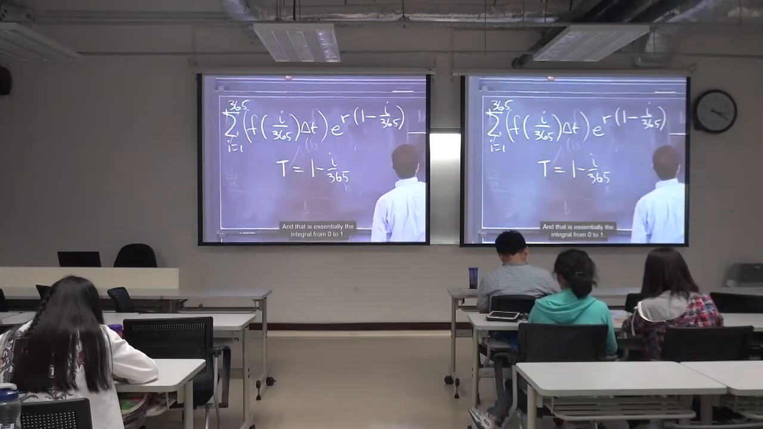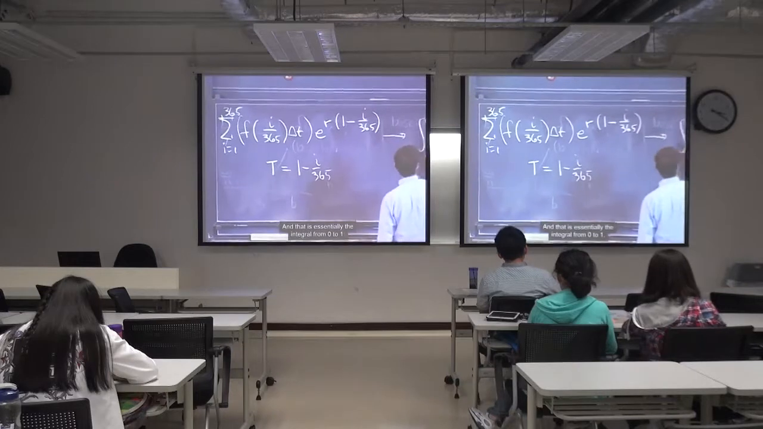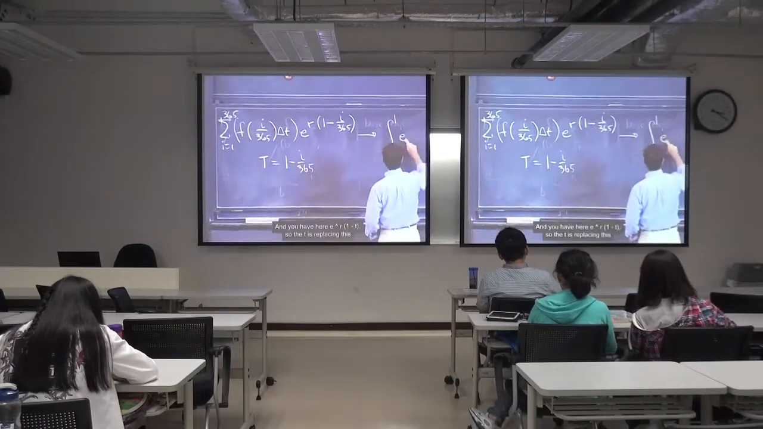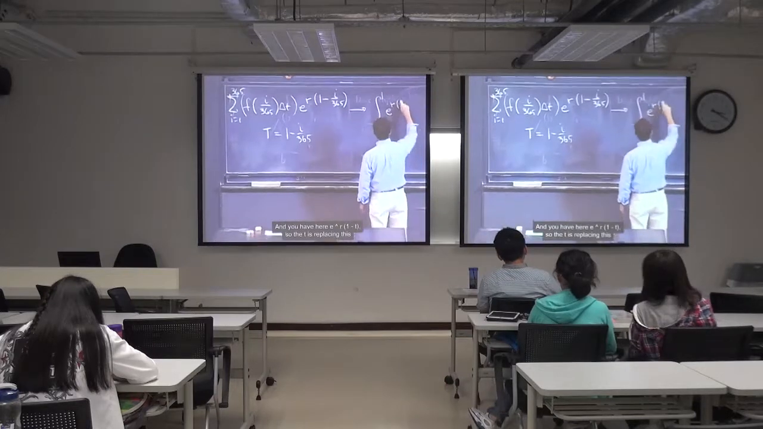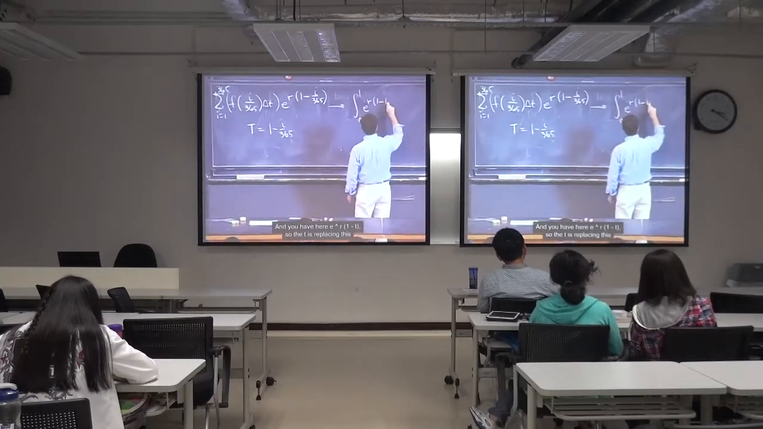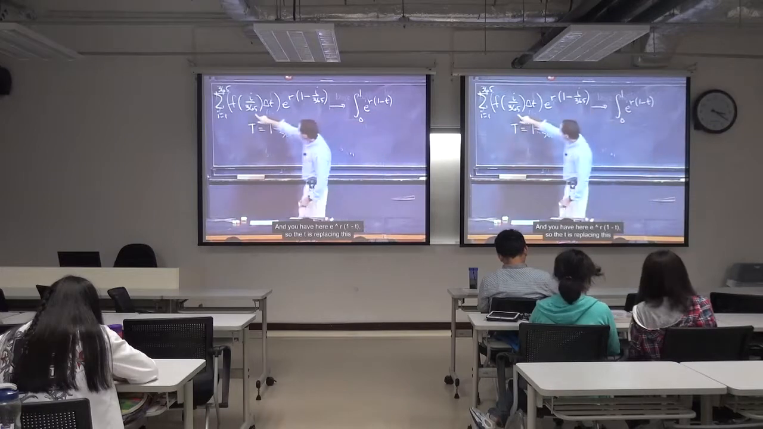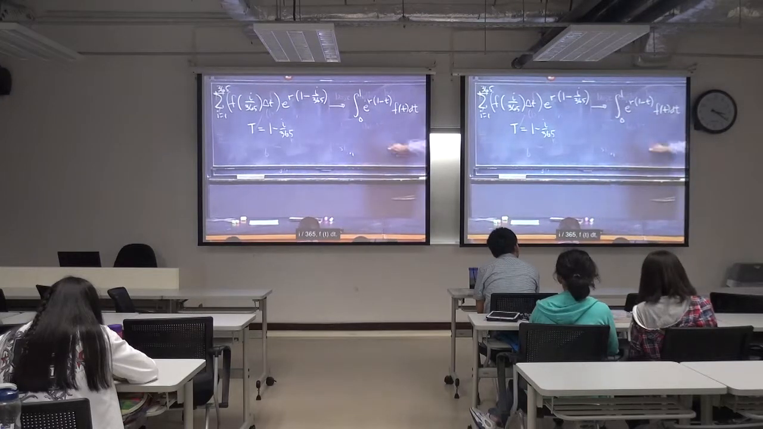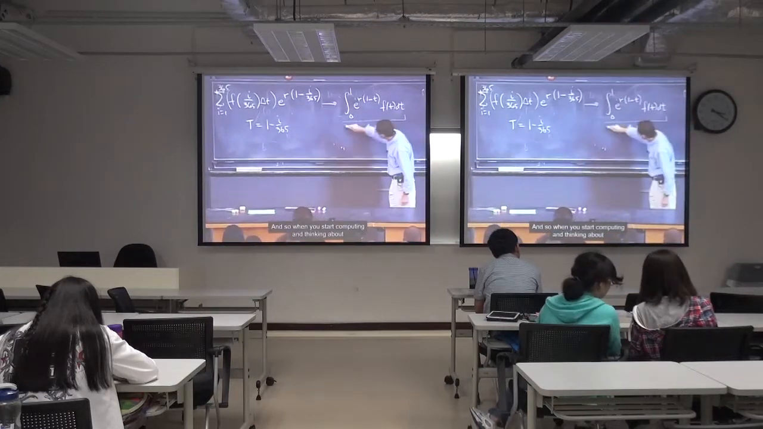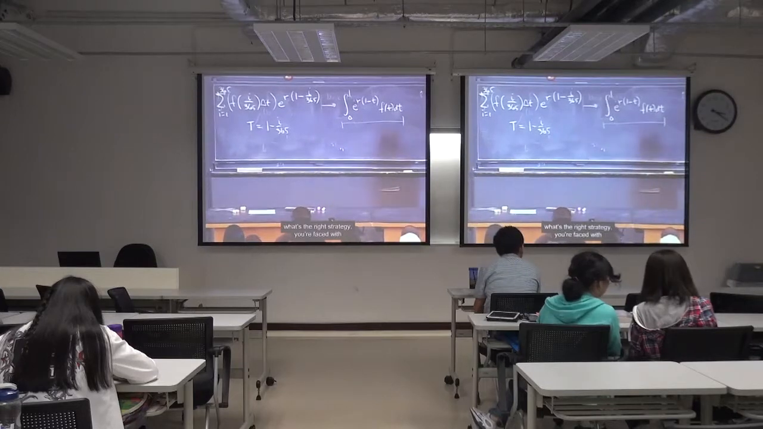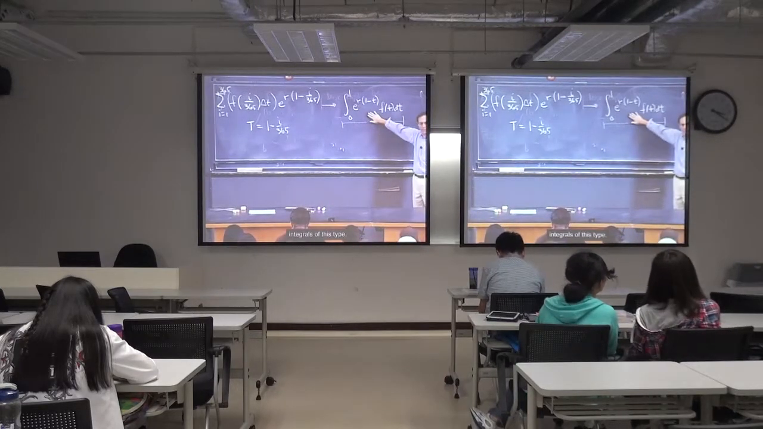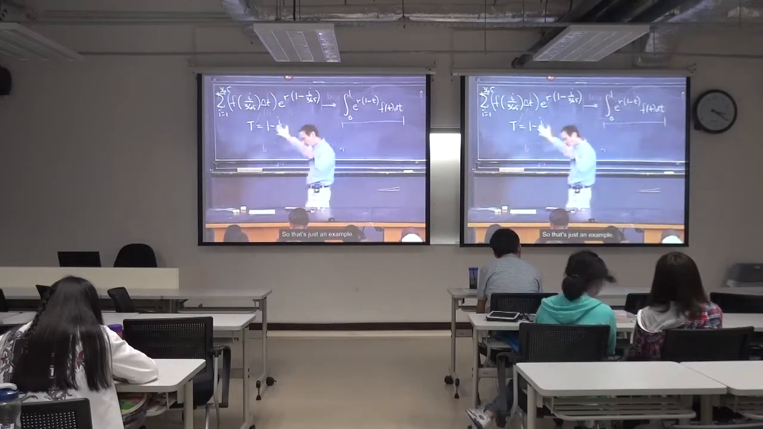And that is essentially the integral from 0 to 1. The delta t comes out, and you have your e to the r times 1 minus t, where t is replacing this i over 365, times f of t dt. And so when you start computing and thinking about what's the right strategy, you're faced with integrals of this type. So that's just an example.